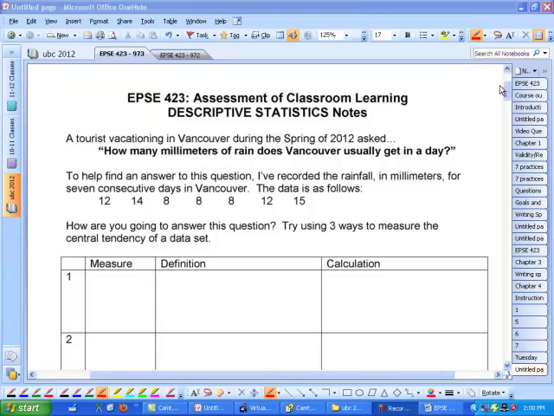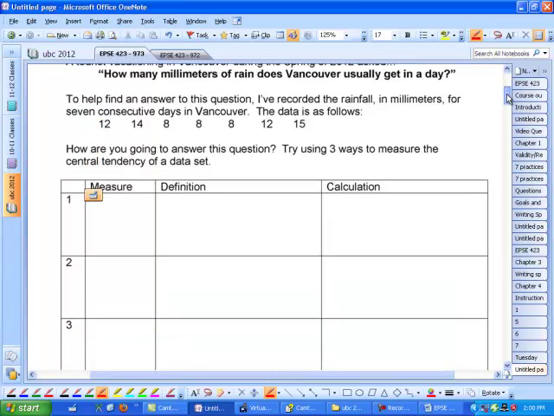And the data I collected is as follows: 12 millimeters for the first day, 14, then 8, 8, 8, then 12, then 15. Yep, rain, rain, rain, lots of rain. So how are you going to answer this question then? I hope you remember, and if you don't, that's okay, but there were 3 different ways of measuring what we call central tendency. Central tendency, of course, like the middle, okay?